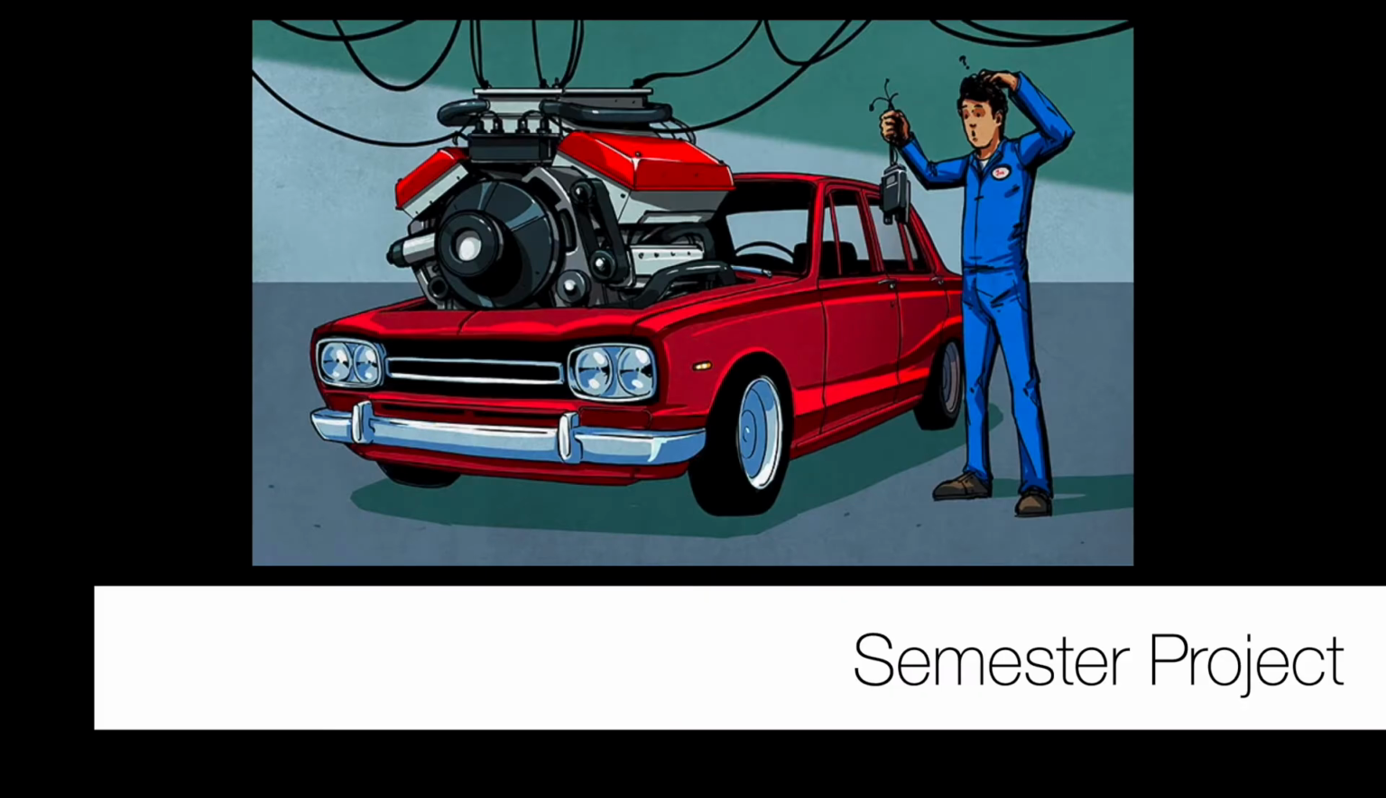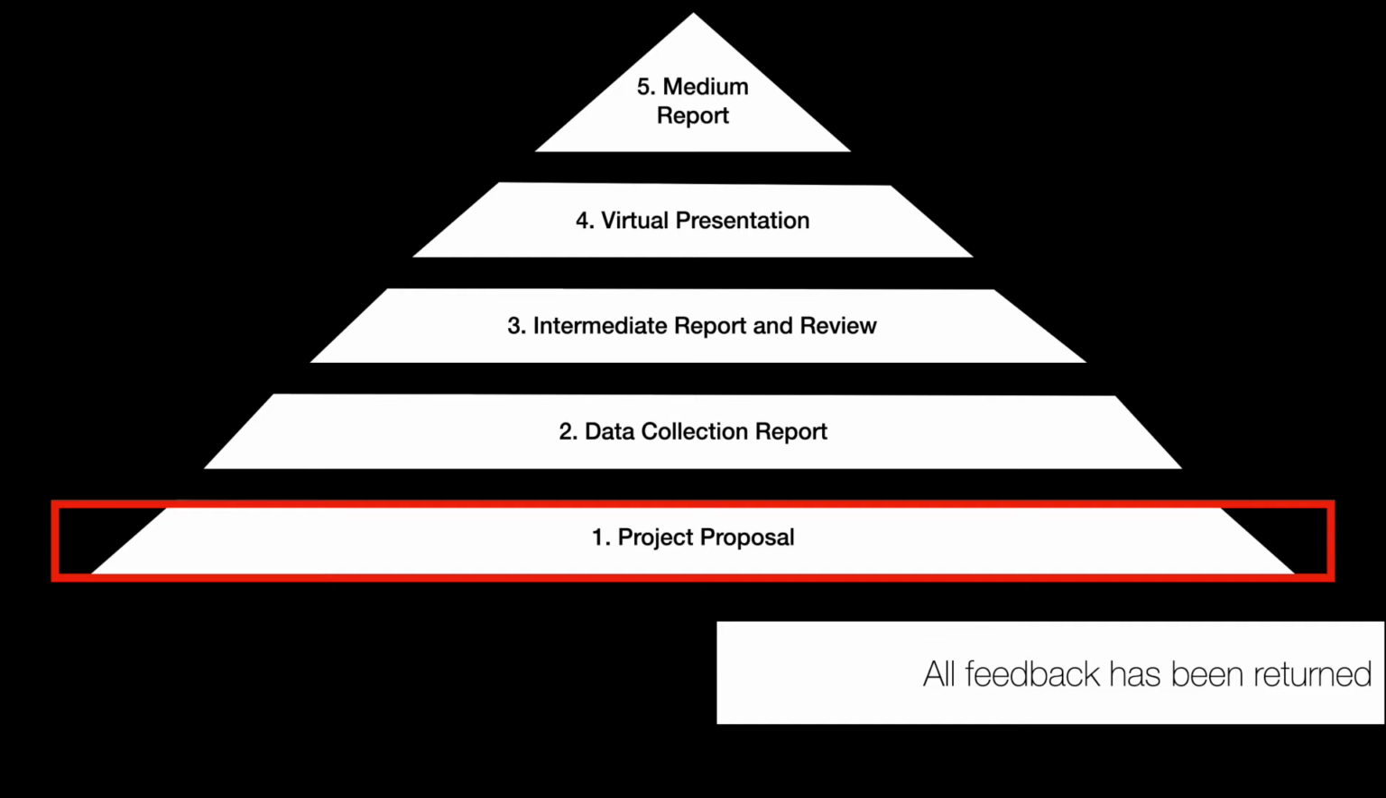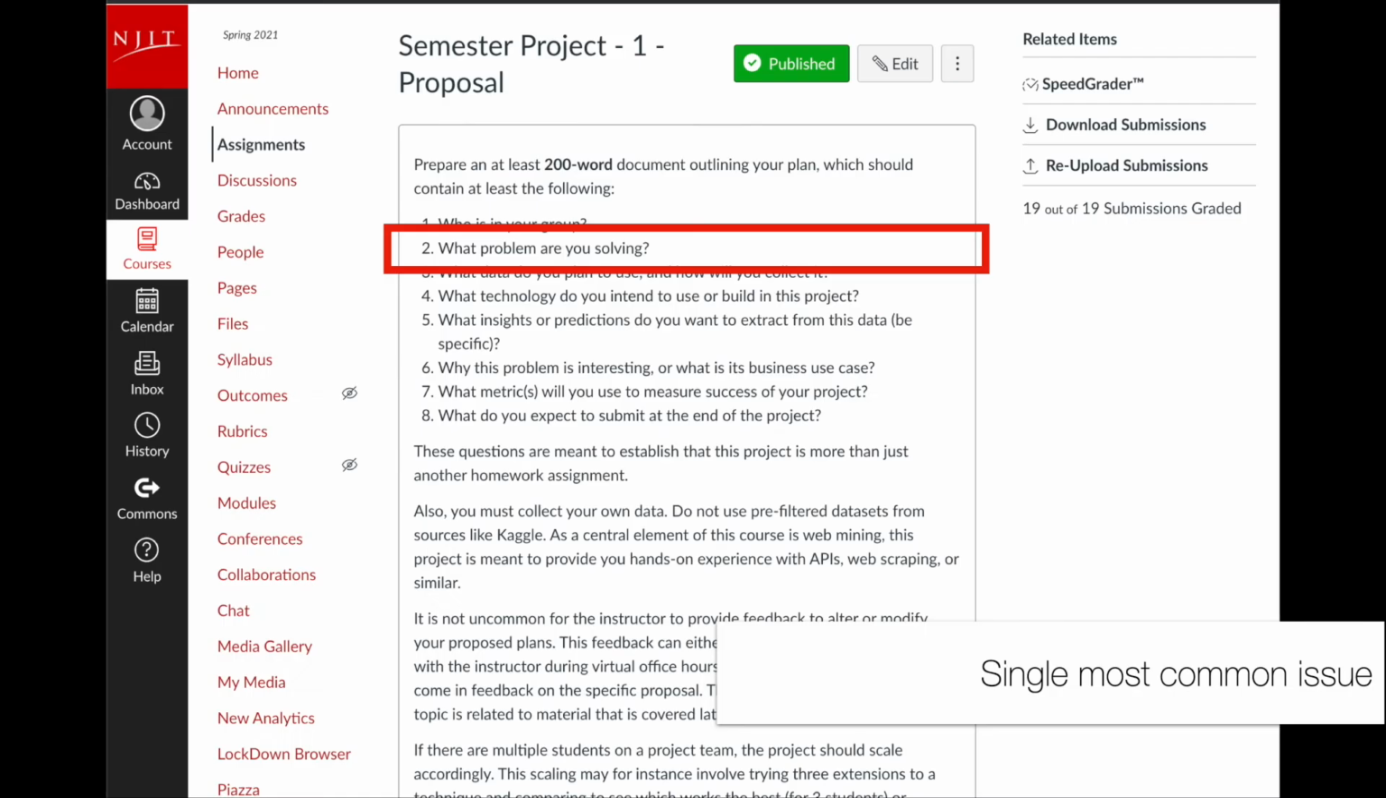All right, next is the semester project. So all project proposal feedbacks have been returned. I sent an announcement about that at the beginning of the week. The single most common issue identified in your proposals was really ambiguity or lack of refinement in what problem you are solving, which sort of had a cascading effect on the rest of the proposal.